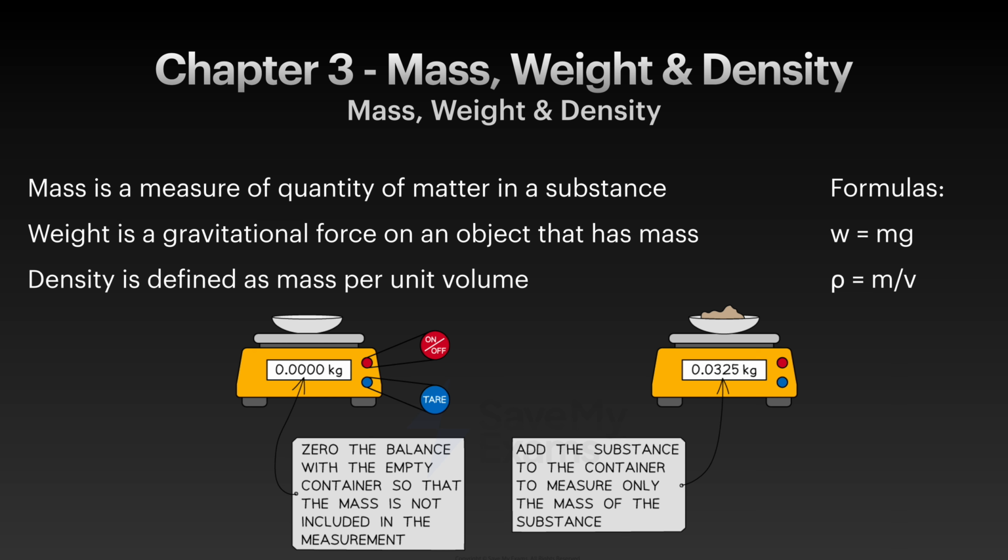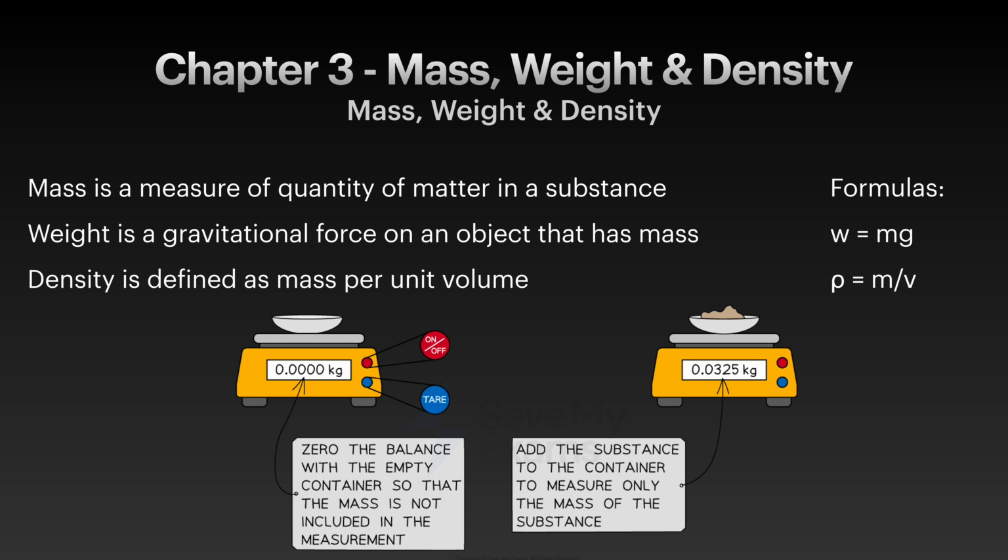Weight, on the other hand, is the force of gravity acting on mass. So if gravity changes, the weight also changes. On the Moon, for example, your mass stays the same, but your weight is much less. The formula to calculate the weight is simple. Weight equals mass times gravity. That is, W equals mg.